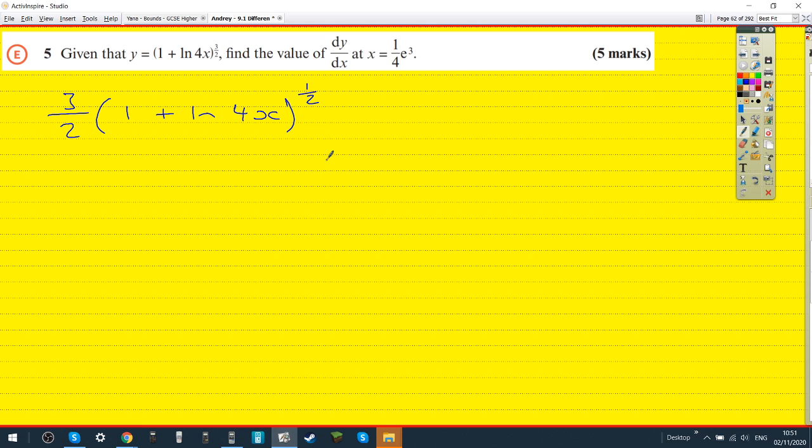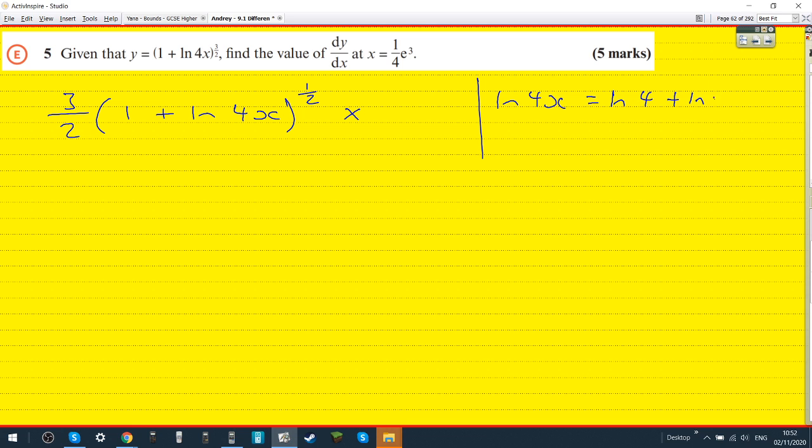Yeah. Which will be 1/4x. Let's see. So ln 4x, what's that the same as? Is it not 1/4x? What's a different way of writing ln 4x, not differentiated? e to the ln 4x. That's very different. ln 4 plus ln x. Oh, right, yeah. Differentiate that.